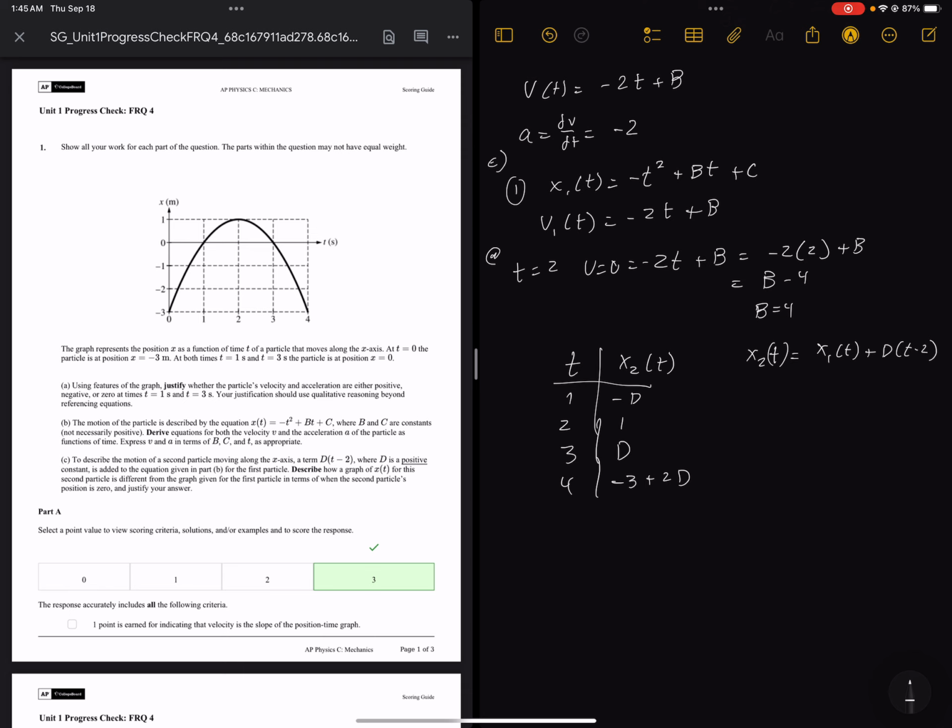Anyways, so some key features of the graph. We can't know exactly at what time t the velocity or the position is equal to 0. I know the position is negative at t equals 1, and I know the position is positive at t equals 2. At t equals 1, for the first particle, the position is 0. At t equals 1 for particle 2, the position is negative d.